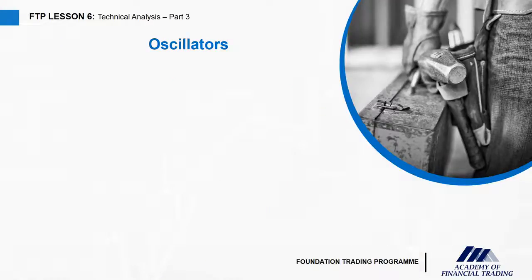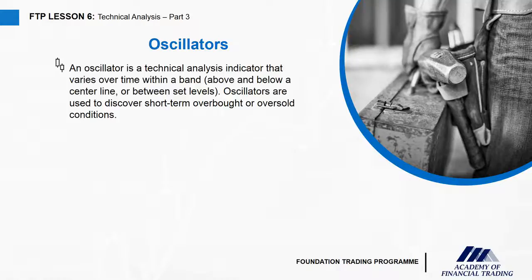All right, next up we're going to be talking about something called oscillators. Now, it can be quite confusing, but it's quite simple. An oscillator is a technical analysis indicator that varies over time within a band, so up and above or below a center line or between set levels. And oscillators are used to discover short-term overbought or oversold conditions. Now, a lot of big technical words in there, but what is an oscillator? An oscillator is basically a measurement when looking at a market that gives you more information about it.